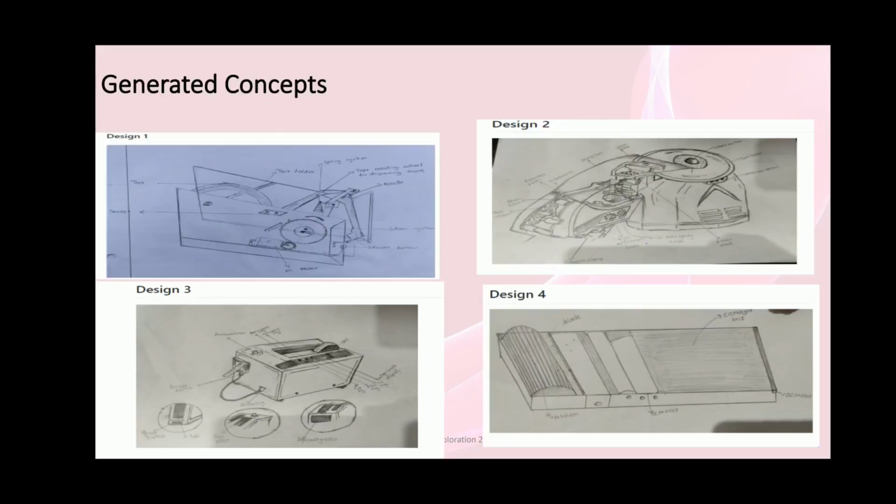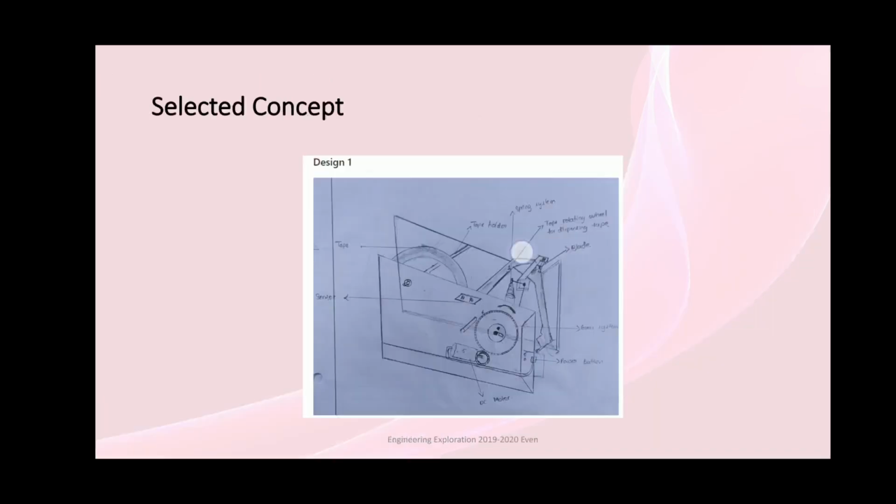Generated concepts. For our course project, we have generated 4 concepts. Using Pugh chart analysis, we selected design 1 as our concept for the project. Design 1 is a simple model which includes 2 DC motors. One DC motor is used for dispensing the tape and another DC motor is used for cutting the tape. The design also includes a sensor to sense the tape. When the sensor does not sense the tape, the motors will not rotate, and it means there is no tape to dispense.